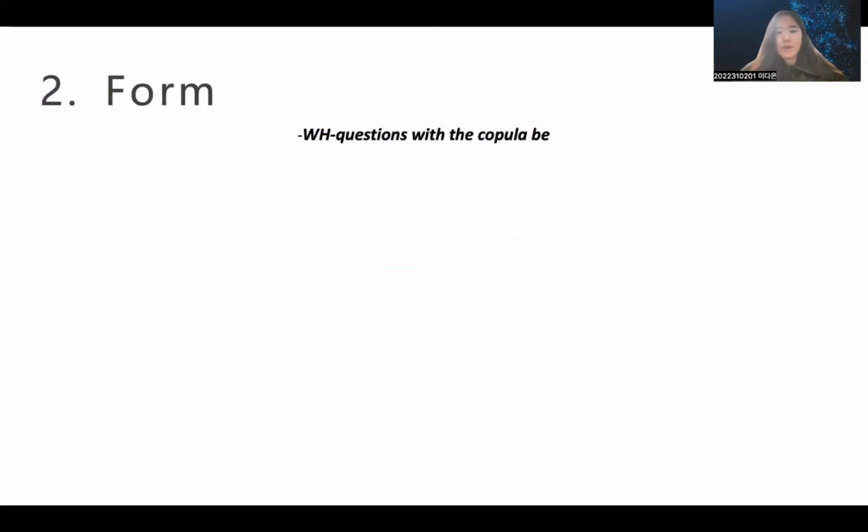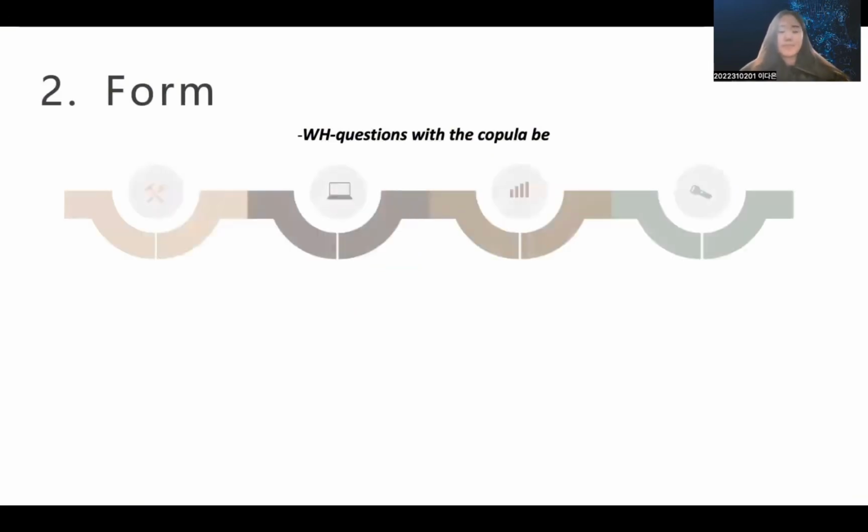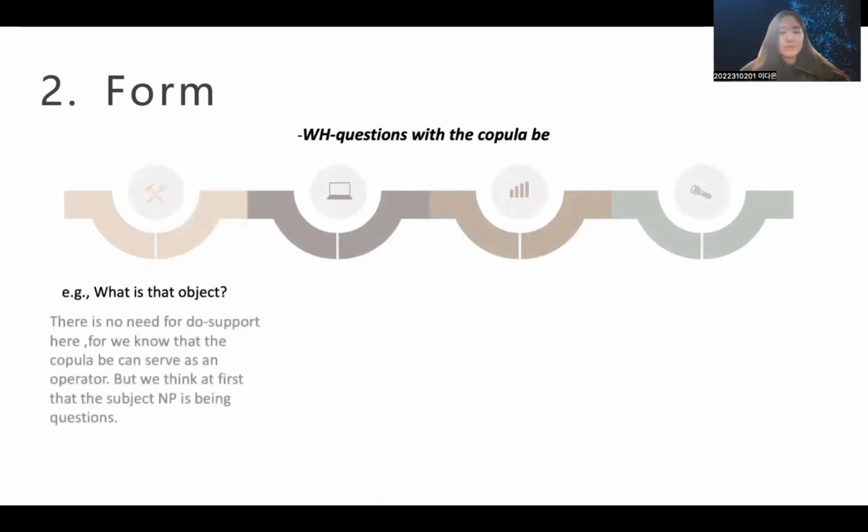Now, let's talk about WH questions with a copula be. For example, what is that object? There is no need for do support here, for we know that the copula be can serve as an operator. But we think at first that the subject NP is being questioned. So let's look at the following two propositions.